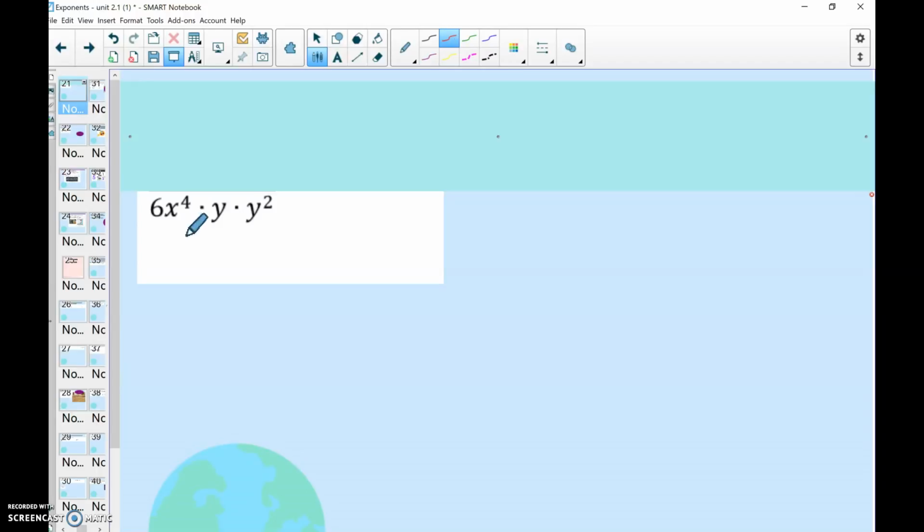Now we've got the denominator. Again, start with your coefficient. You can't do anything with the 6, so just rewrite it. We've got x to the 4th, but there's no other x's here, so I'm going to have to keep that the same. We've got y to the 1st times y to the 2nd. Remember, we're multiplying, so we're really going to add 1 and 2 and get 3. Come on, delete. This thing's being very persnickety right now.